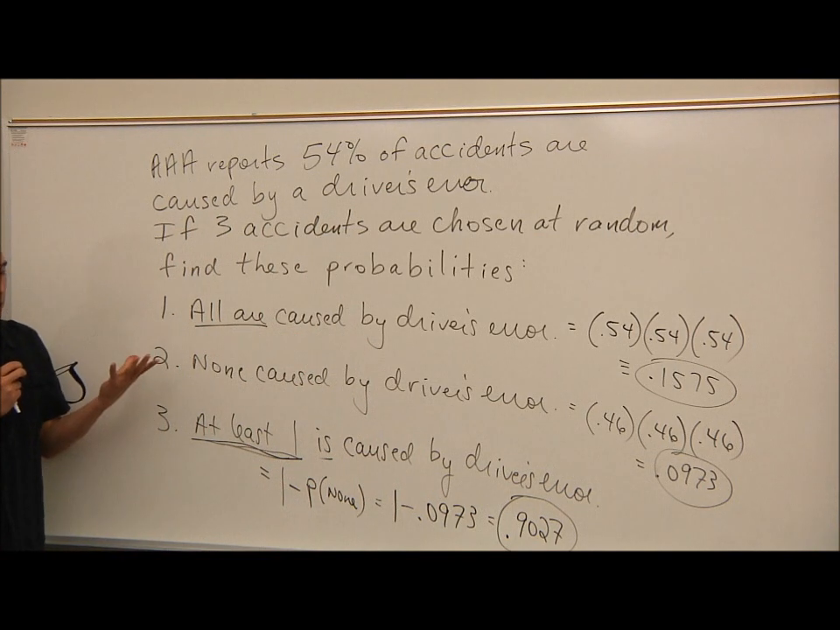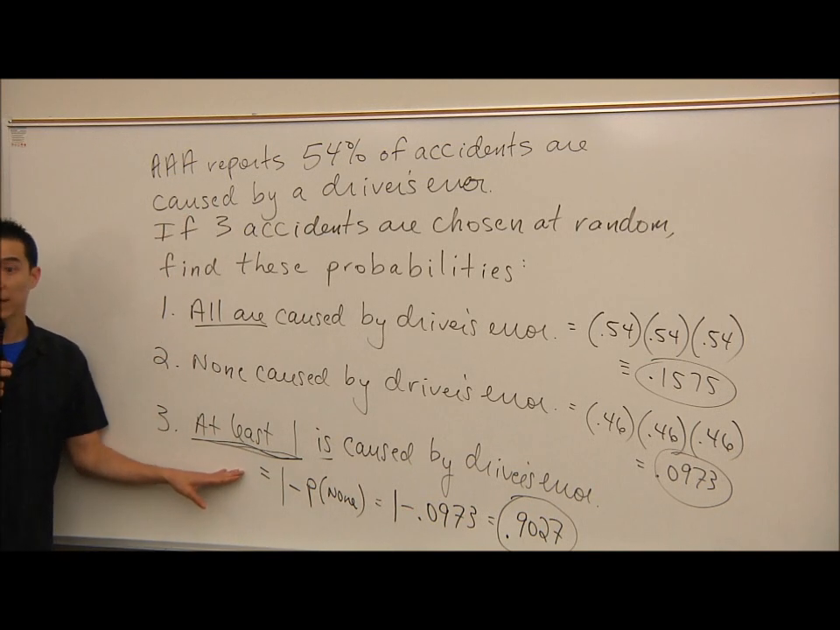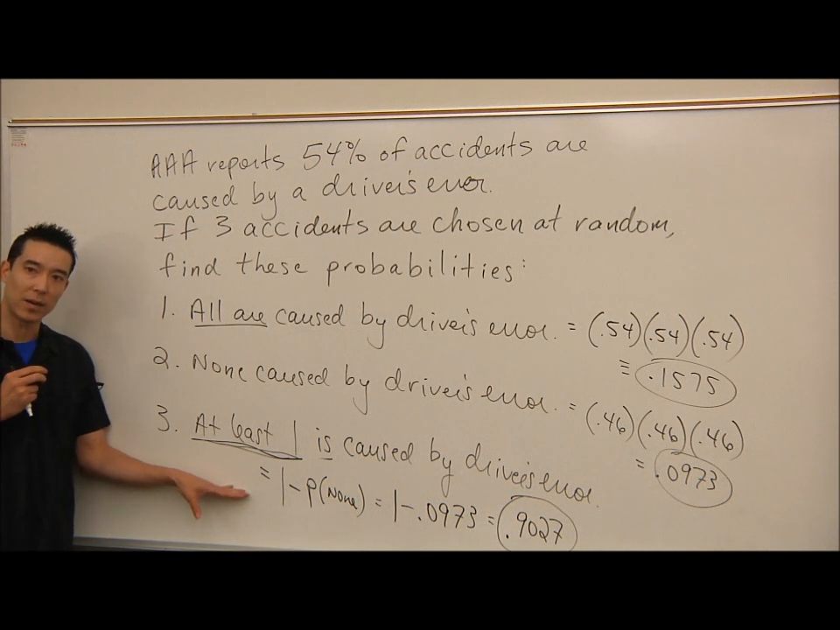But on a quiz or a test, I've kind of baby stepped you guys through this problem, but I could just have this question. Does that make sense? 54% of accidents are caused by a driver's error. Boom. What's the probability that at least one is caused by a driver's error? Okay? And you're going to need to know how to do that problem. Does that make sense? Okay.